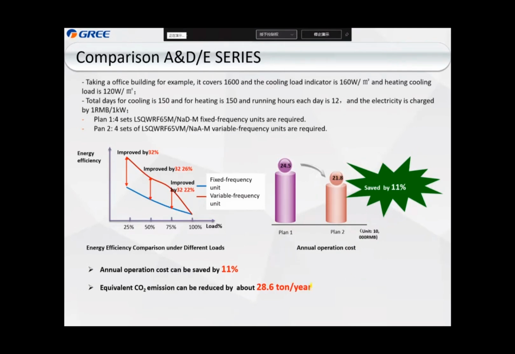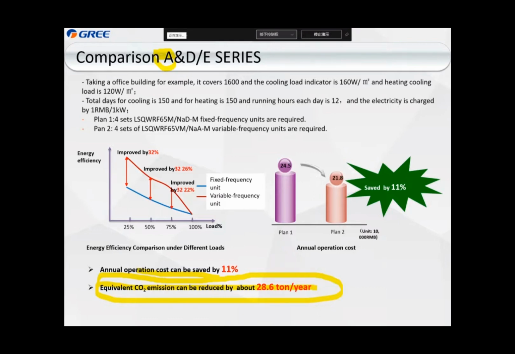The cost, and then the equivalent carbon dioxide emission, can be reduced by about 28.6 tons per year. This is also ecological, saves energy, and has better ecological efficiency. It's much better. The A series is more ecological because it also uses R32. This is an ecological refrigerant.